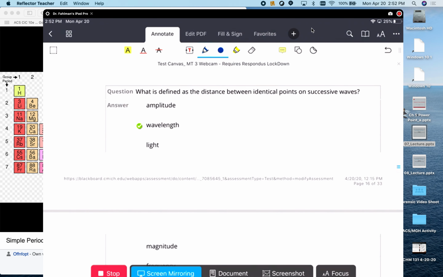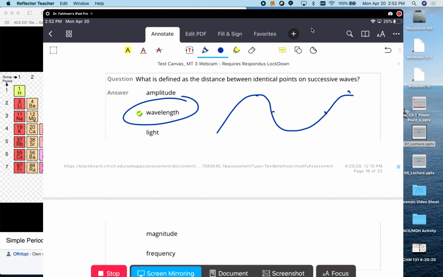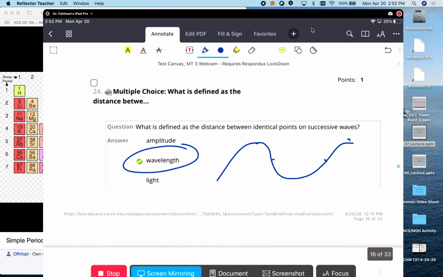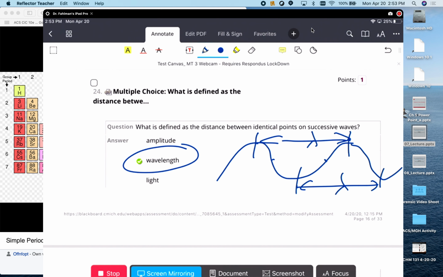The distance between identical points on successive waves. Okay, so this to that, or that to that. Okay, those are wavelengths. Okay, really, as far as definition, it's really between successive crests or troughs. So between there, okay, so this is a wavelength and that's a wavelength.